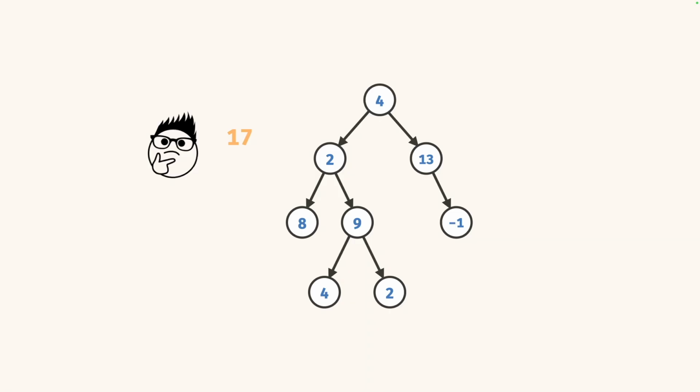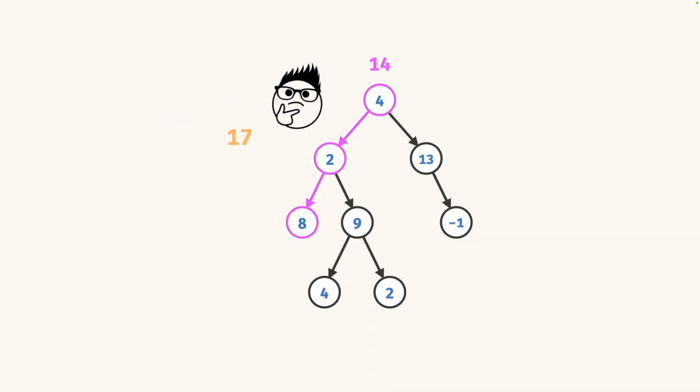a leaf. So for example, if I wanted to take the sum of this particular path, highlighted in pink, its sum is 14. You just do the 4 plus the 2 plus the 8, right? That gives you a total sum of 14. Notice that this path starts at the root and ends at a leaf, being a node that has no children.